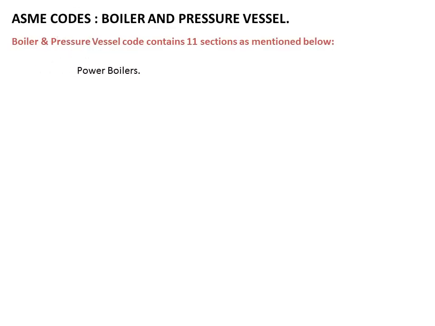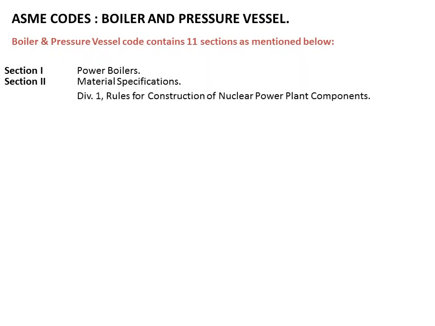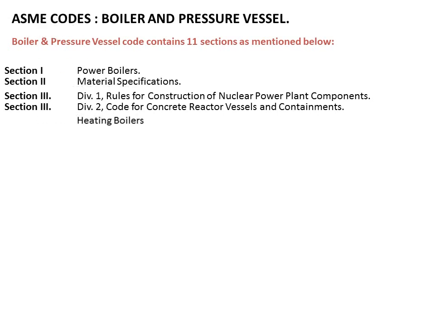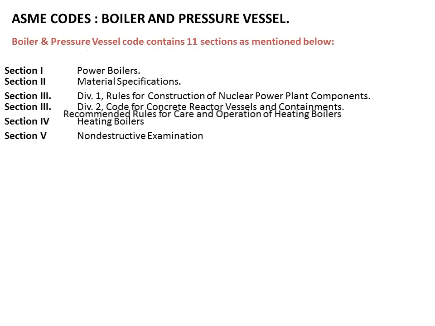We have first Section 1 for power boilers, then we have Section 2 on material specification. Section 3 is divided into two subsections, Division 1 and Division 2. Division 1 deals with the rules for construction of nuclear power plant components, and Division 2 deals with the code for concrete reactor vessels and containments. Next is Section 4, which deals with the heating boilers, and then we have Section 5 dealing with non-destructive examination, a section assigned particularly to the non-destructive examination.